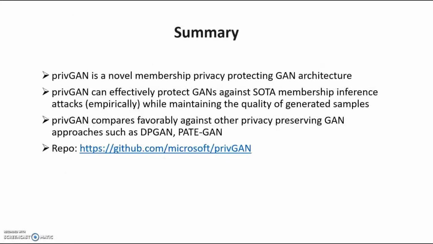In summary, privGAN is a novel membership privacy protecting GAN architecture. privGAN can effectively protect GANs against state-of-the-art membership inference attacks shown in our paper while maintaining high quality of generated samples. privGAN compares favorably in terms of privacy versus utility against other privacy-preserving GAN approaches such as DPGAN and PATEGAN.